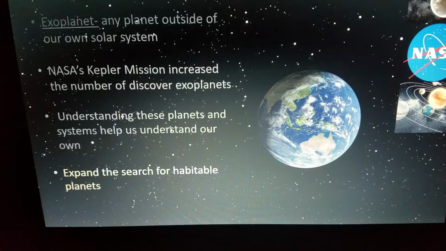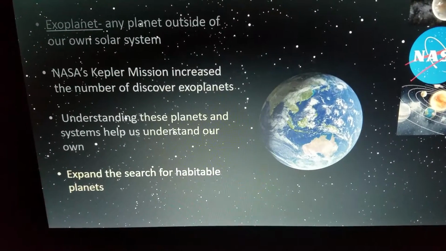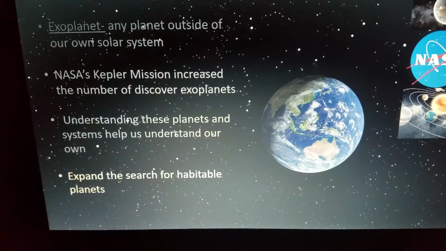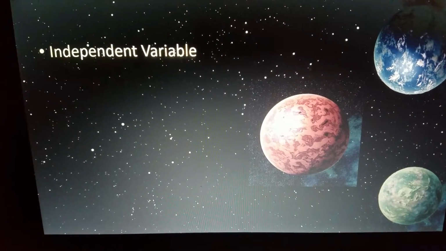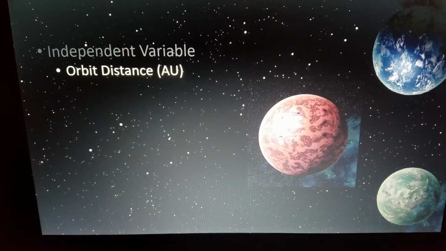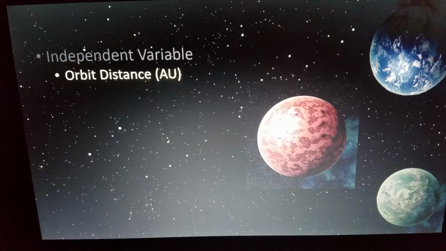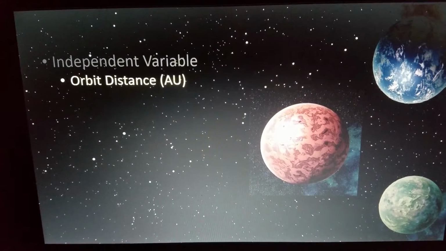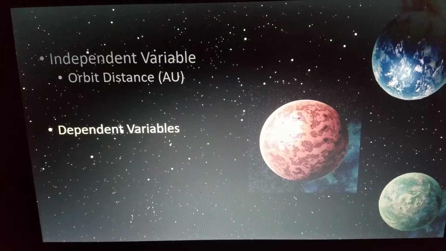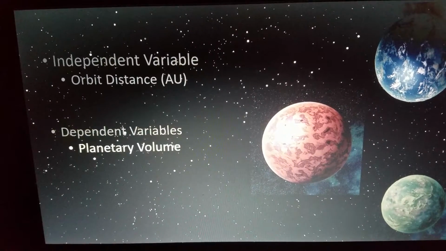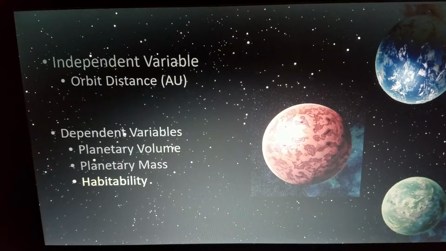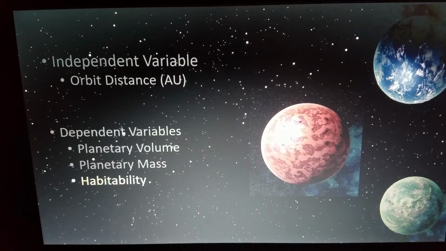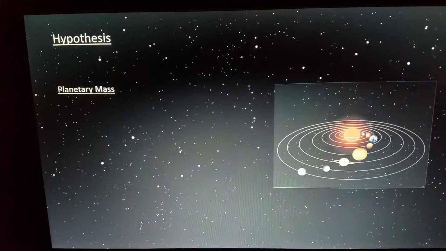And in order to find other habitable planets similar to Earth out there in the galaxy and universe as a whole. So for this project, the independent variable was orbital distance, which is measured in astronomical units, and is how far out a planet orbits from its star. I had 3 dependent variables, the first being planetary volume, second being planetary mass, and the third being habitability, or a planet's ability to hold liquid water.